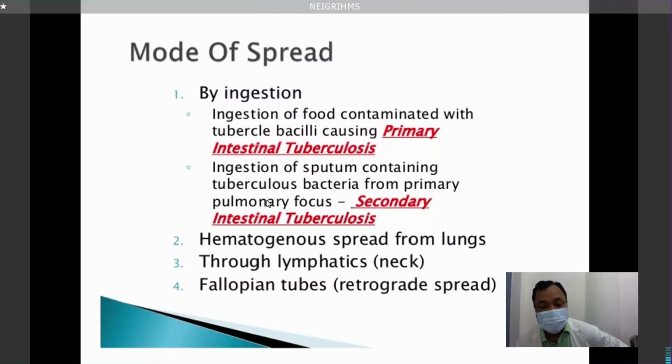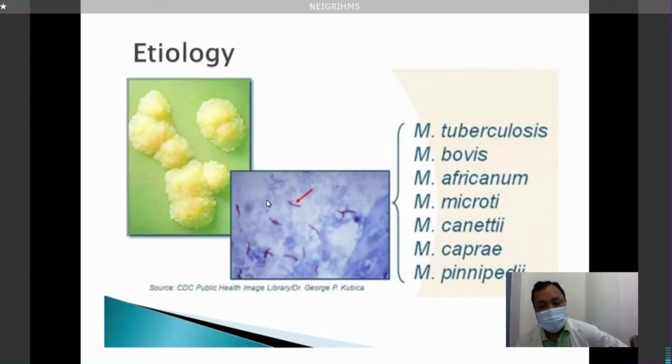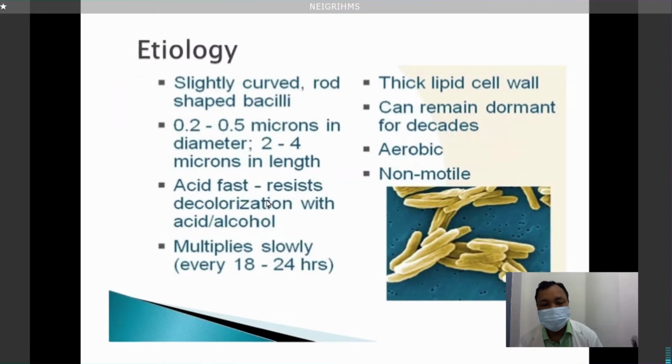and retrograde spread through the fallopian tubes. As you know, other than Mycobacterium tuberculosis, there are many other varieties of mycobacterium, like bovis, africanum, microti, and so many other types. They can also cause various types of disease. You have already read in microbiology what the appearance of this Mycobacterium bacilli is.